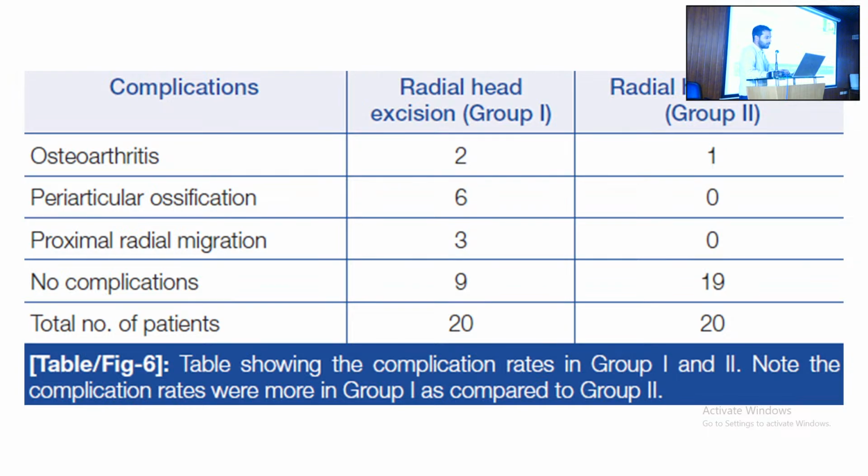Complications in the first group, radial head excision, sir: osteoarthritis 2, periarticular ossification 6, whereas in radial head fixation 0. No complications in 9 in excision, and in radial head fixation 19. Total number of patients is 20 in radial head excision and 20 in radial head fixation. Table showing the complication rate in group 1 and group 2. Complication rates were more in group 1 as compared to group 2.